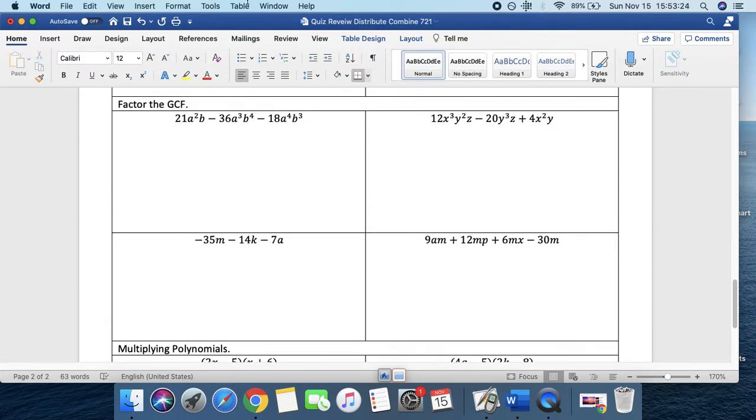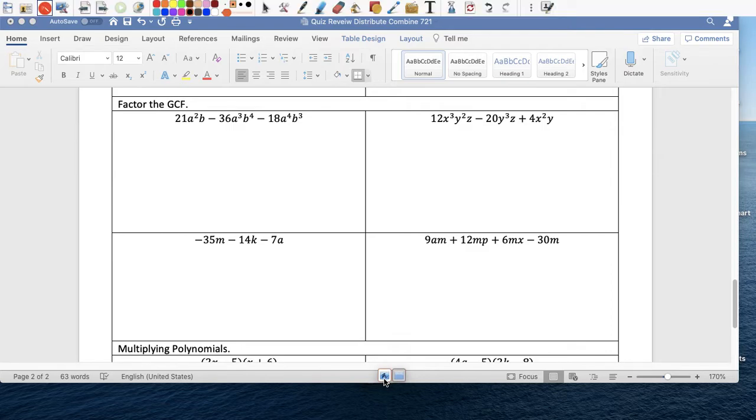So we want to take out the greatest common factor, right? The greatest common factor between 21, 36, and 18 is 3, because 3 goes into 21, 36, and 18. Is there any other number? 7? No, 6. So 3 is the highest. We want to check the variables. There are a's in each of them, so we can pull out an a, the one with the smallest exponent, so that's going to be a squared. B isn't common in all of them. Good, so we can pull out a b, and the b with the smallest exponent is that one.